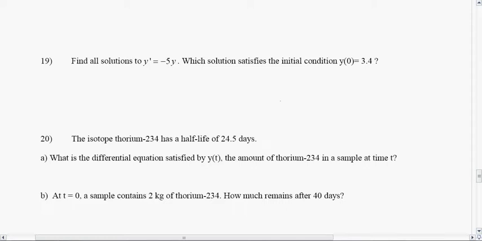Number 19 wants us to find all solutions to the differential equation y prime equals negative 5y. And it also wants us to figure out which particular solution satisfies the initial condition y(0) equals 3.4.